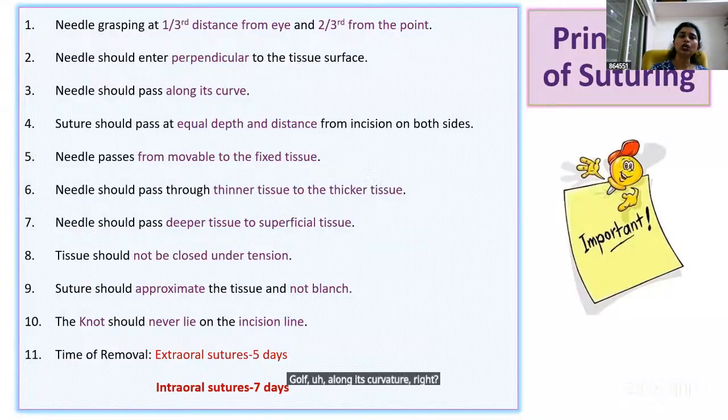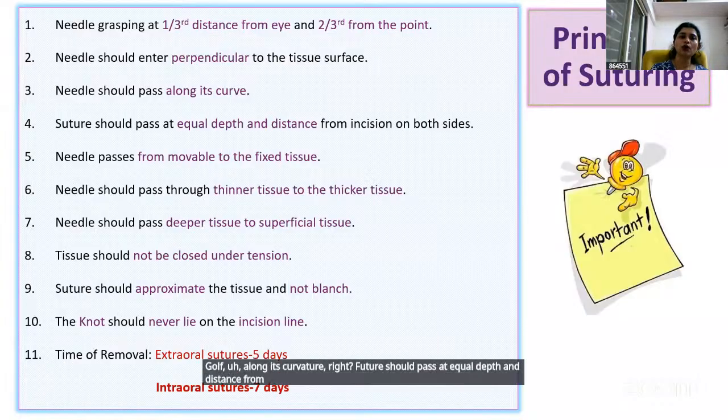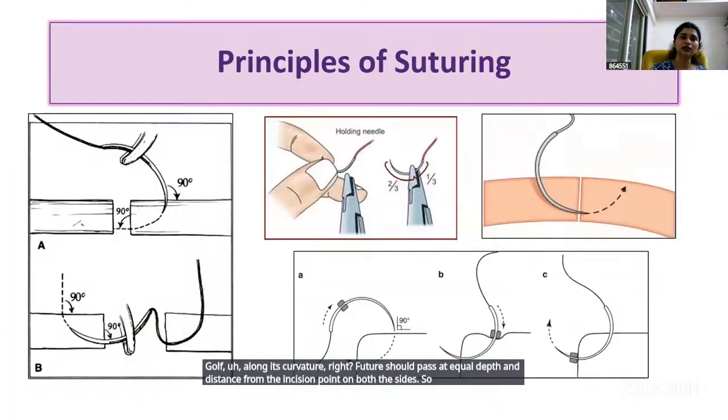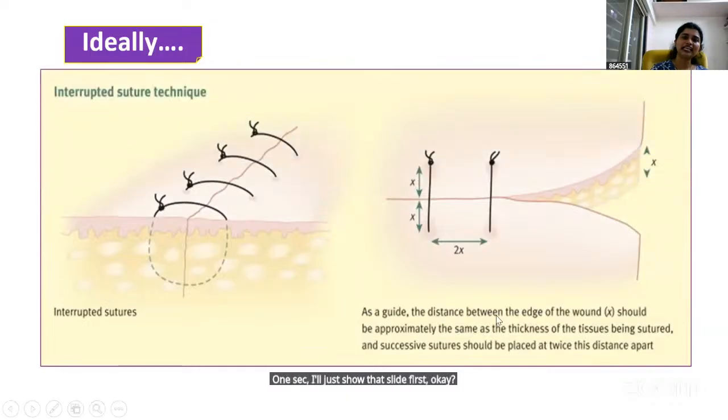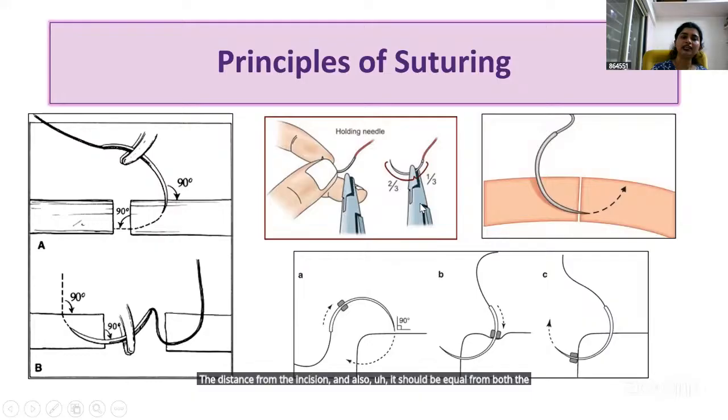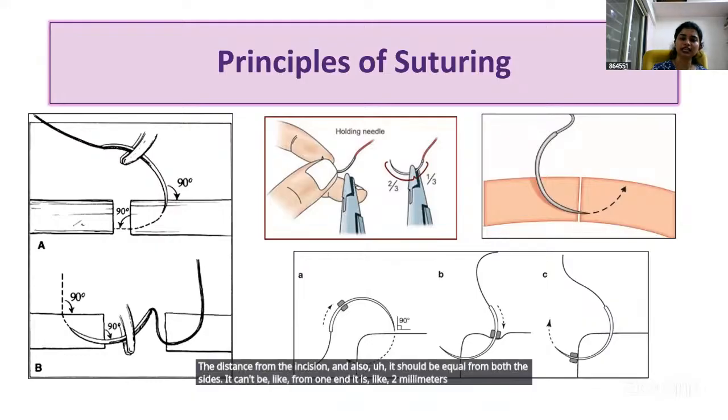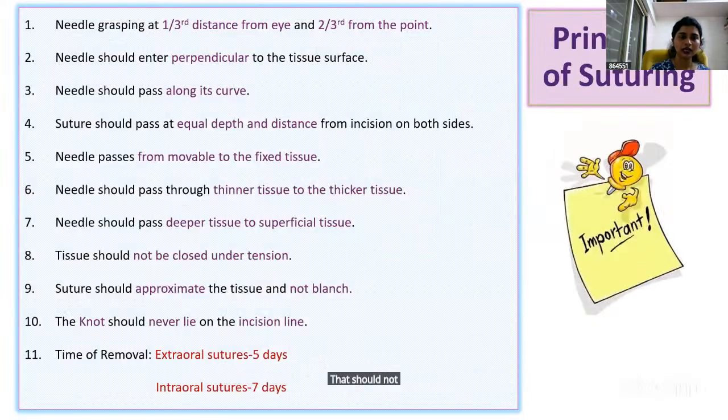Suture should pass at equal depth and distance from the incision point on both the sides. So that is explained in the next slide. One sec, I'll just show that slide first. Okay, so this X kind of a distance. Can you see this? The distance from the incision should also be equal from both the sides. It can't be like from one end it is 2 millimeters, from the other end it is 3 mm. That should not happen. Correct.